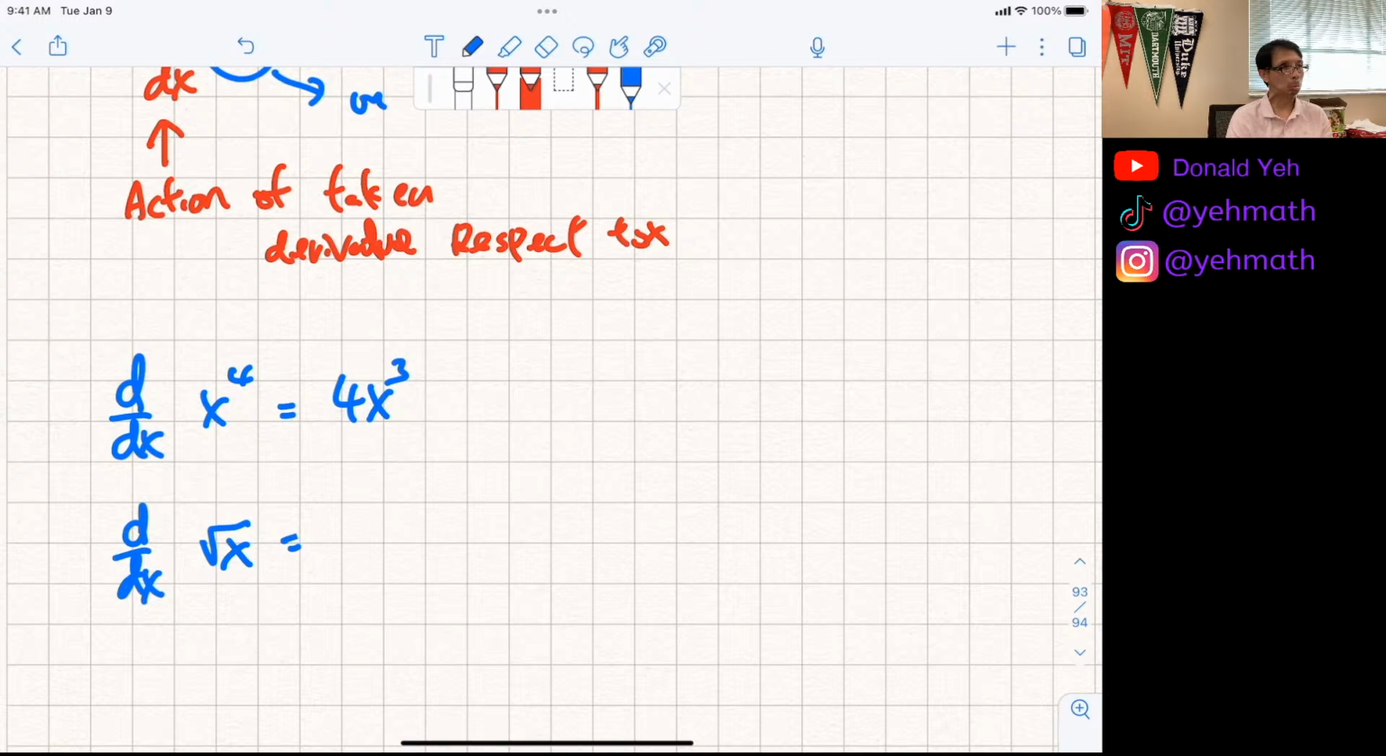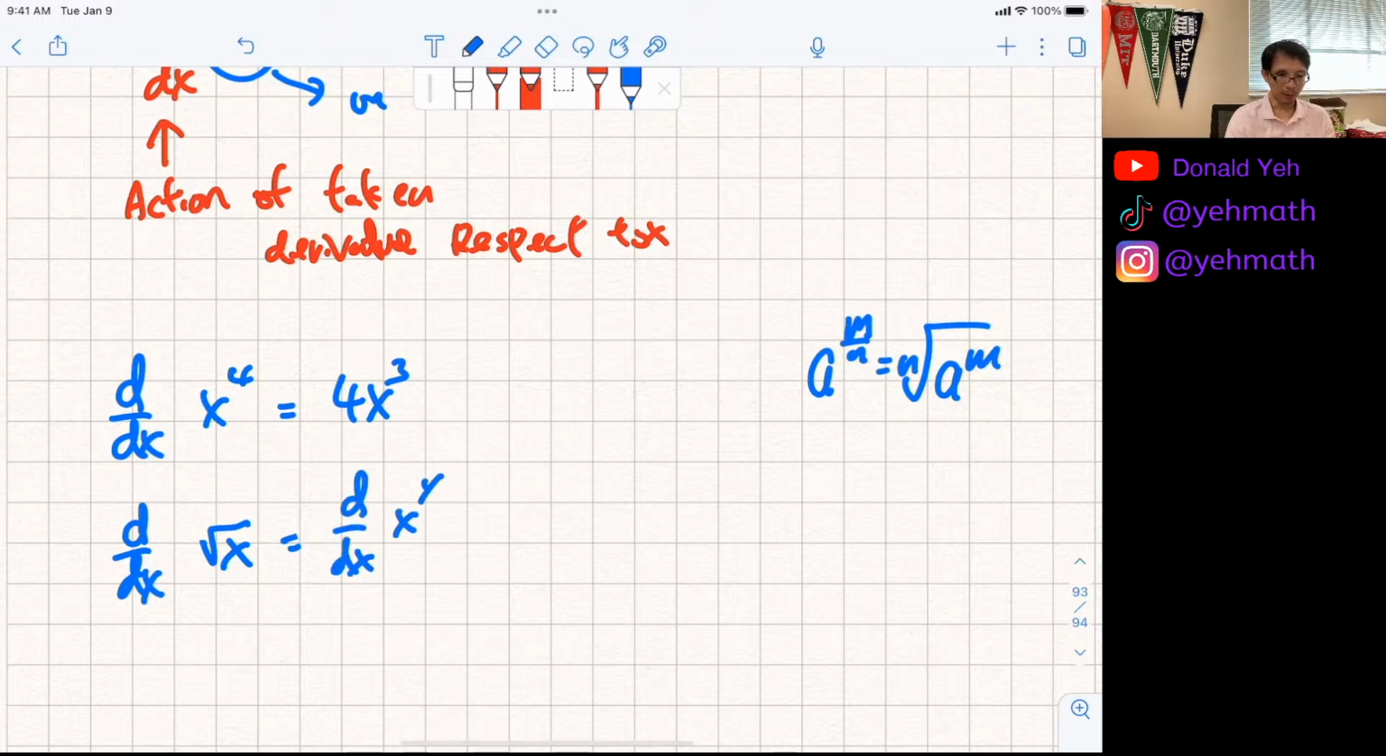Square root of x. See, why do we have this weird x to the one half? Yep, we just talked about that rule, right? Which rule? a to the m over n equals the nth root of a to the m. This is called the definition of radicals. Before I take a derivative, I can change it to a power, so it'd be 1/2. And then it's going to be 1/2 x to the negative 1/2.